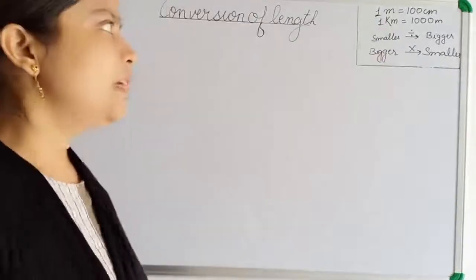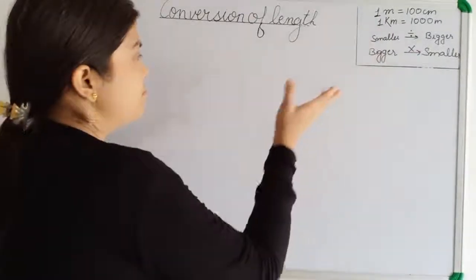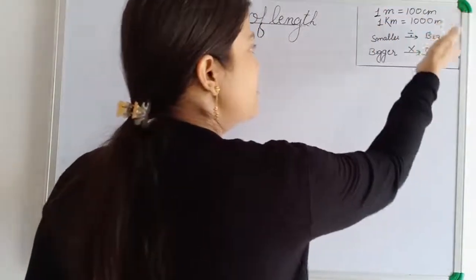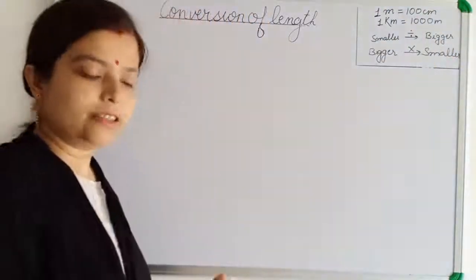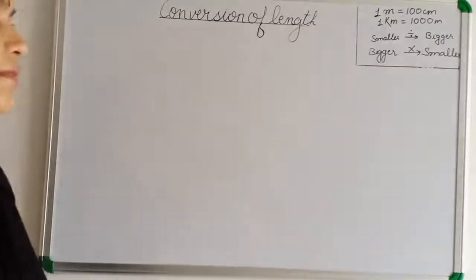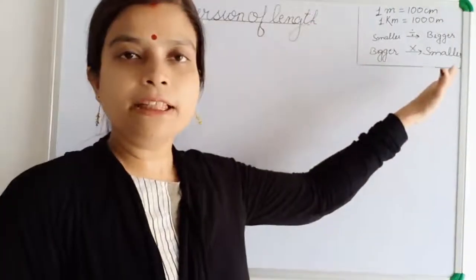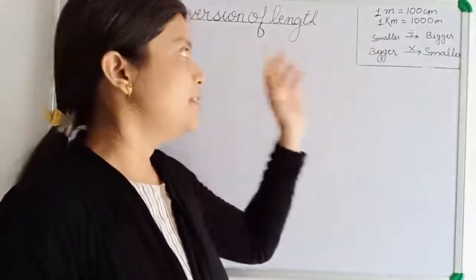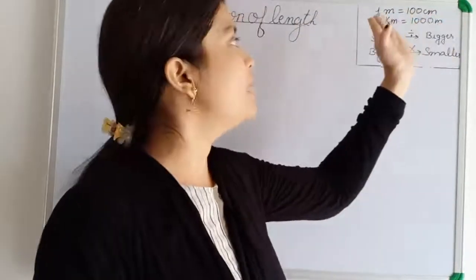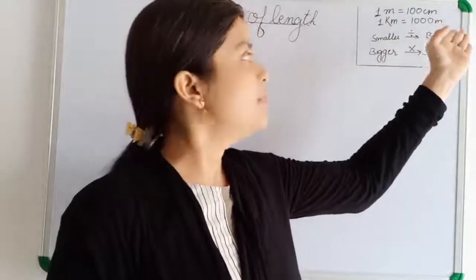We have to convert from meter to centimeter, then centimeter to meter, kilometer to meter, and meter to kilometer. These things only we are doing in this chapter. So you have to keep in your mind, as I already said, that 1 meter is equal to 100 centimeter and 1 kilometer is equal to 1000 meter.